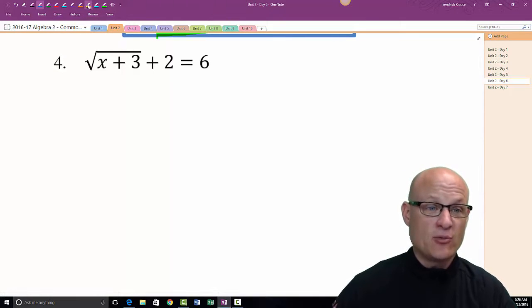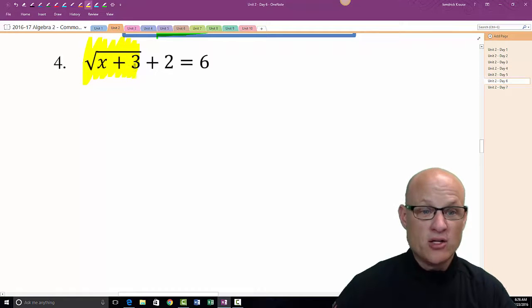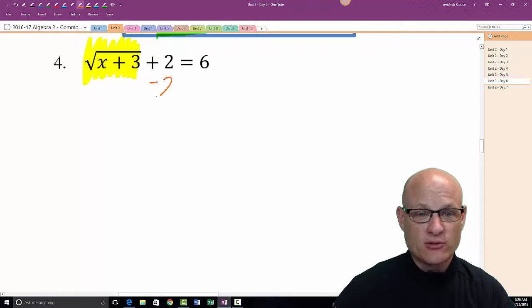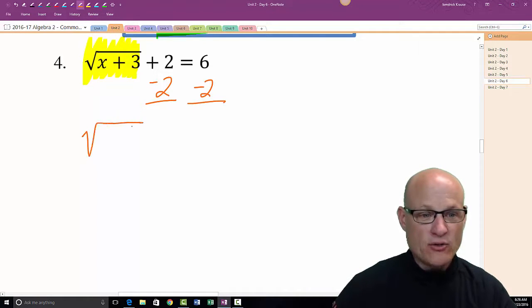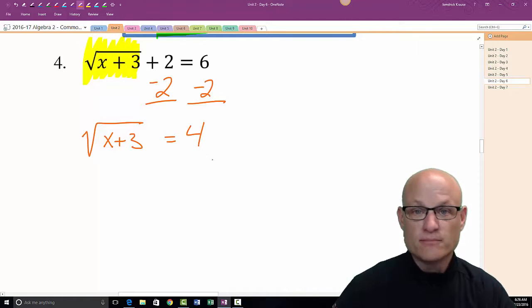Now, in this case, the weird thing is not alone. Again, the weird thing in this one is this radical right here. We want that to be all by itself. So we're going to subtract this 2. We're going to subtract this 2. So now I've got the square root of x plus 3 equals 4.